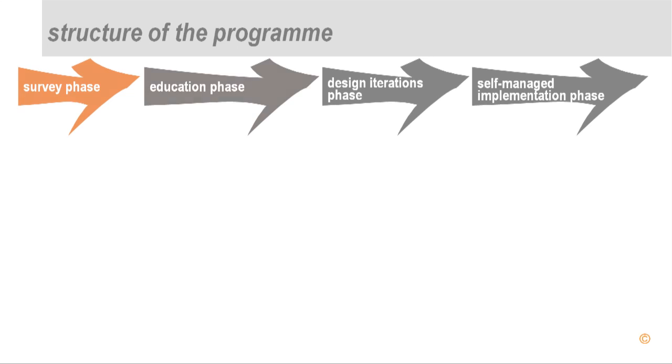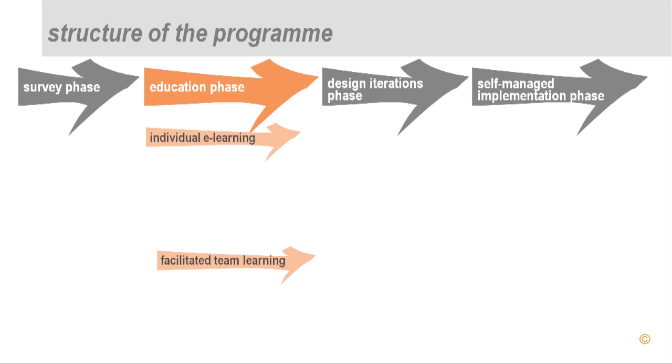The second phase is education. It alternates individual e-learning with facilitated team learning. Participants start with basic system thinking, which consists of Module 1 on key concepts of system thinking and Module 2 on systemic problem dissolving. Then they proceed to Module 3 on organization design. The individual e-learning involves watching videos and doing template-driven assignments. The data of these assignments will also be used in the designs.